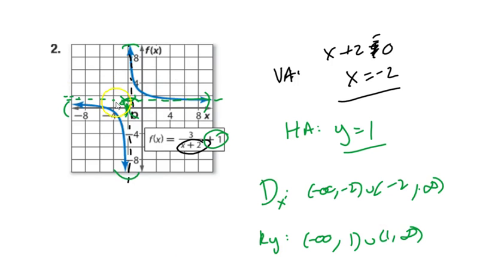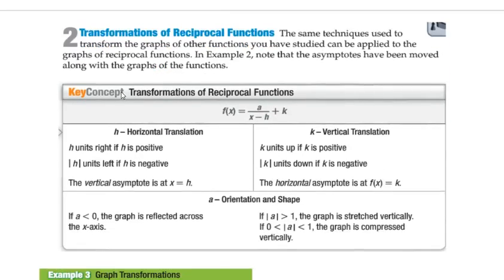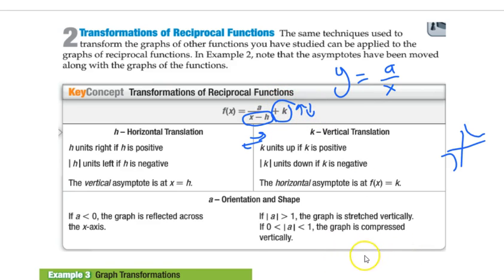Now that we have all the basics, let's talk about how to graph this stuff. Just like always, once we get the basics, now all we're doing is moving it. A basic graph looks like this. That basic graph is our reciprocal function. And then as always, anything on the inside moves left and right. Anything on the outside moves it up and down. The outside is also the horizontal asymptote. It's at y equals k.